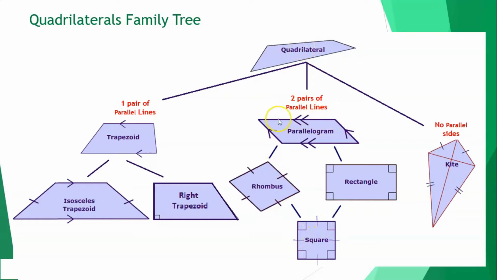Now, looking at this family tree of quadrilaterals, we can conclude that all squares are considered quadrilaterals. All parallelograms are considered quadrilaterals, but not all parallelograms are considered squares. Not all rectangles are squares, but all squares are considered rectangles. Take note of that. Now, we will focus more on parallelograms.